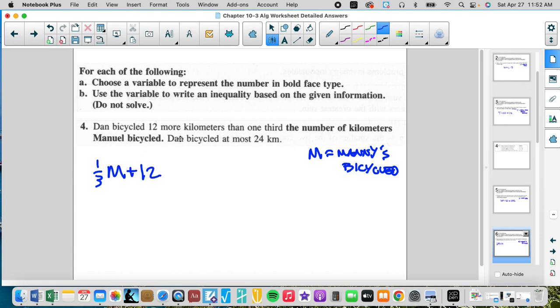So Dan's distance at most, so this can be at most, no, notice that it said Dan's is no more than 24, so that does not say at most. So this can be equal, but it can't be more. So this value cannot be greater than 24. It has to be less than or equal to. So that's the proper notation there.